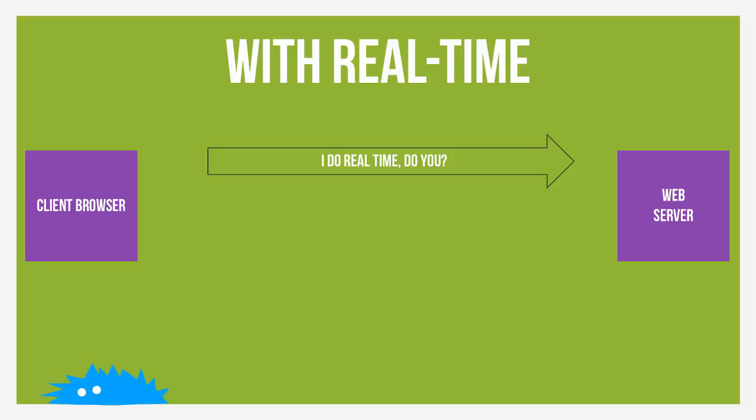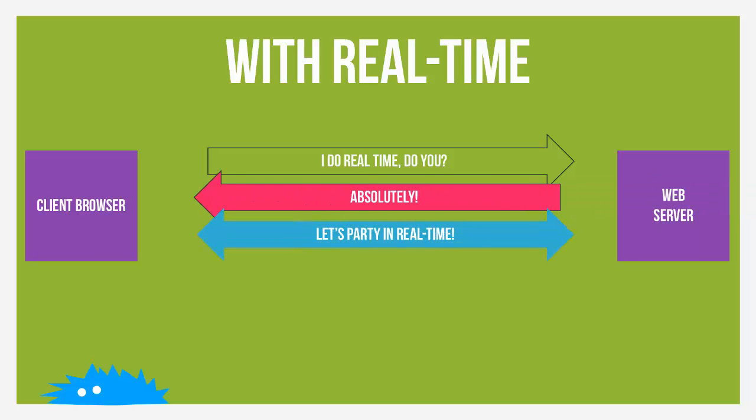real time. So we'd say, well, do you do real time web server? The web server says, yes, I do real time. And then they just start partying in real time. They can kind of work together and do stuff in real time. And there's a duplex connection between client and server, where not only the client can make requests and speak to the server, the server can independently speak back to the client. So this is effectively real-time information. So when that stock price updates, the web server can just pass information back down to the client browser.